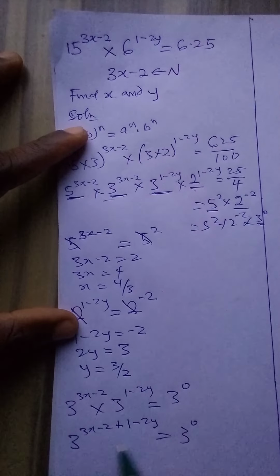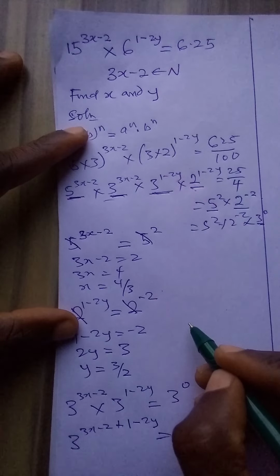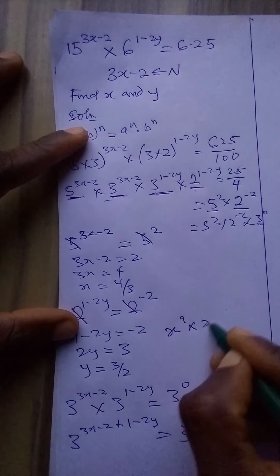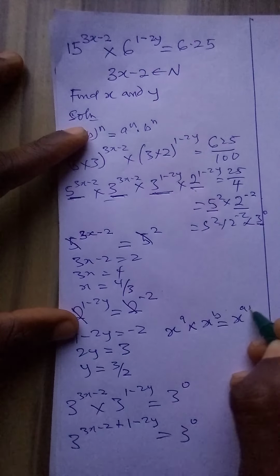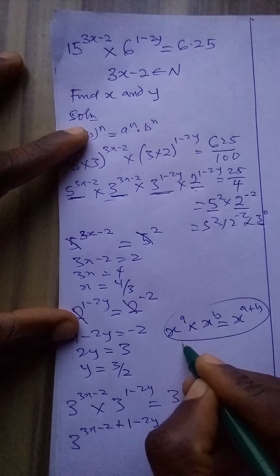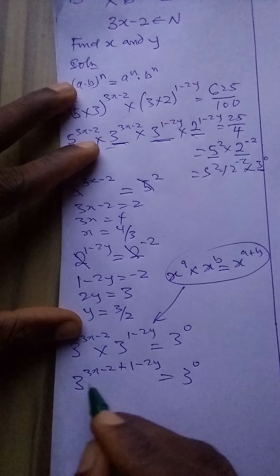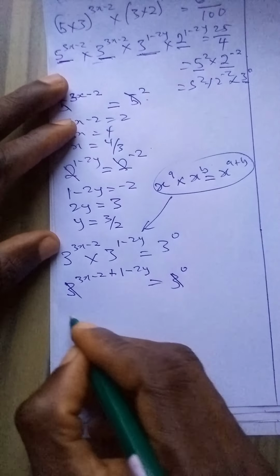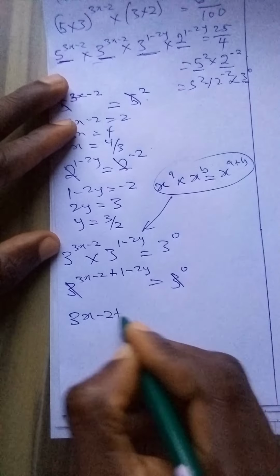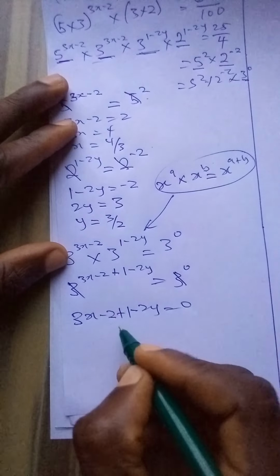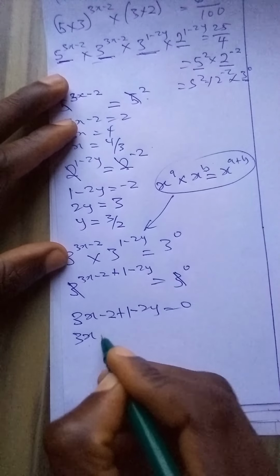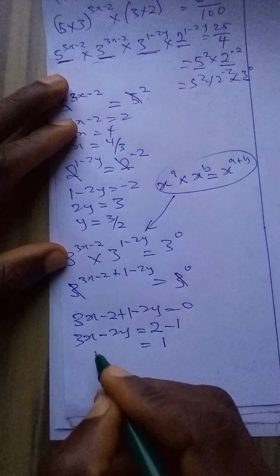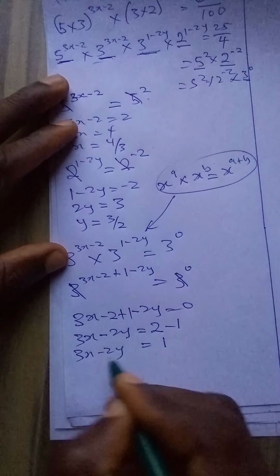In this case, I applied the addition law of indices, which says x to power a multiplying x to power b will be x to power a plus b. So this law is applied here. Now, when we cancel the 3's out, what we now have is 3x minus 2 plus 1 minus 2y equals 0. And so 3x minus 2y will now be 2 minus 1, and 2 minus 1 is 1. So we have 3x minus 2y equals 1.